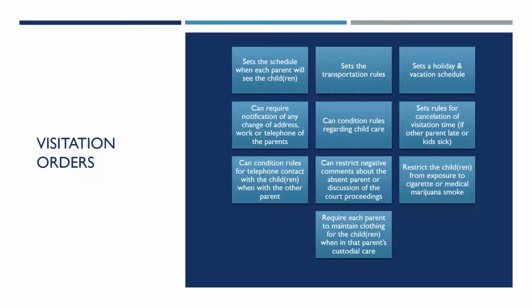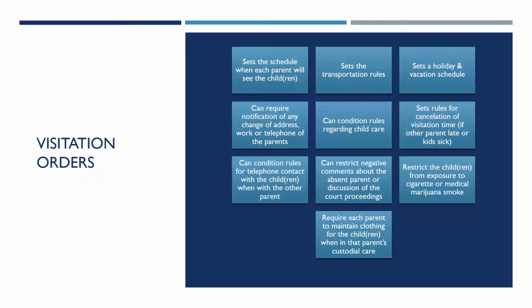Visitation orders also set very important rules regarding cancellation of visitation time. So what happens when one parent's late to the pickup or the exchange point? When can that visitation be canceled? Also, what if the children are with one parent and they're sick? What notification has to be given to the non-custodial parent that the children will not be able to make that visitation time because of illness?